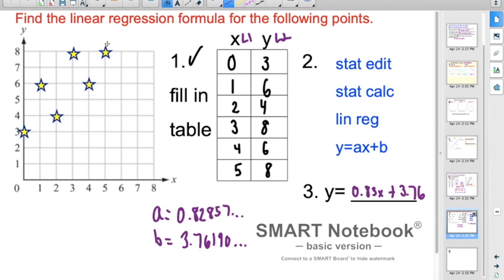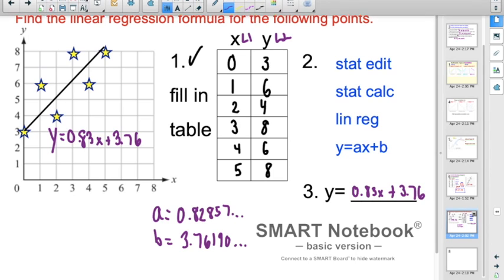And then again, if we want to put that on our graph, you got to use a straight edge. And then we try to connect it as best we can, as closest to all the points as possible. Something like that. Label your line for completeness. And that is our linear regression from a scatter plot. And that will be the end of this video.